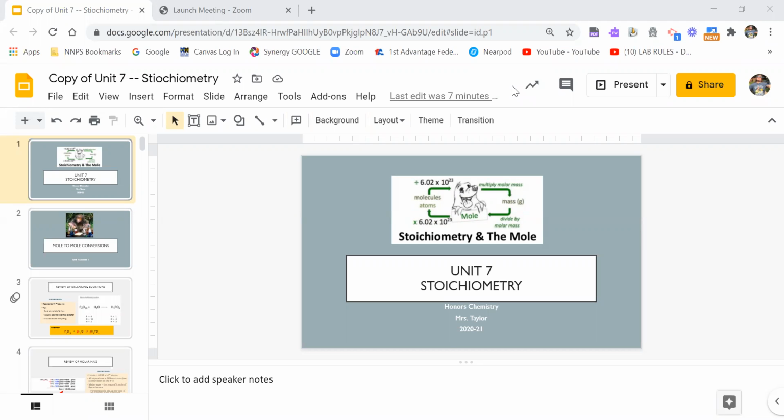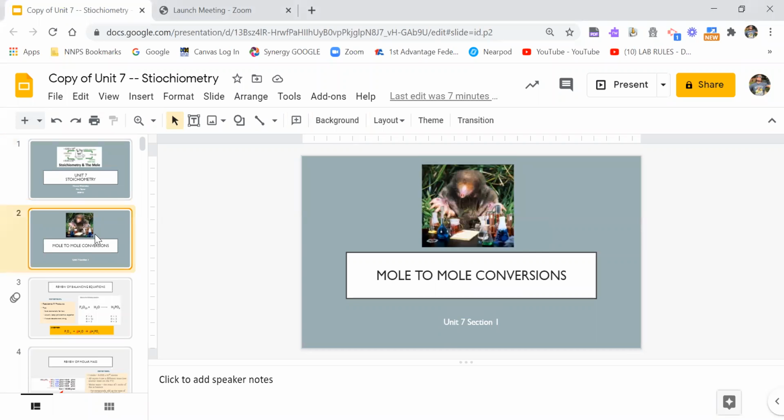All right, Unit 7, Stoichiometry. Today I am going to go over Section 1 of Unit 7, which is mole-to-mole conversions.